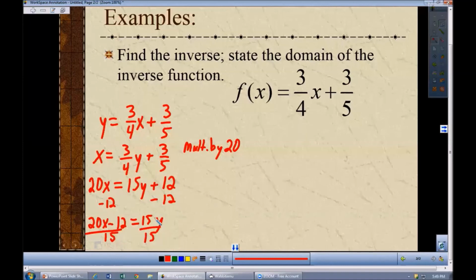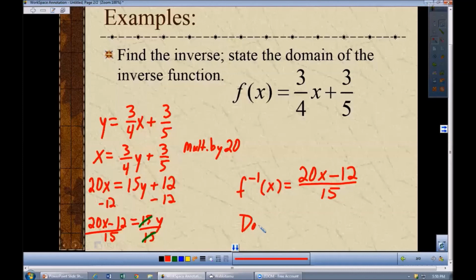And again, when I write my final answer, I'm going to do that final step of, instead of writing a y, I'm going to replace the y with the notation f inverse. F inverse of x is equal to 20x minus 12 over 15. And here again, the domain of this new function is all real numbers. So this function will be able to take any output from f of x and trace it back to its input.